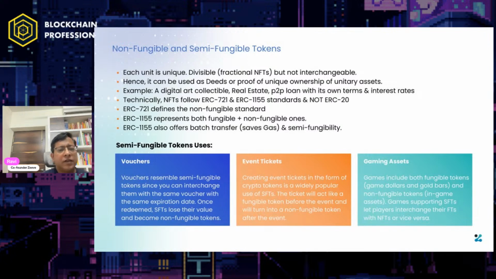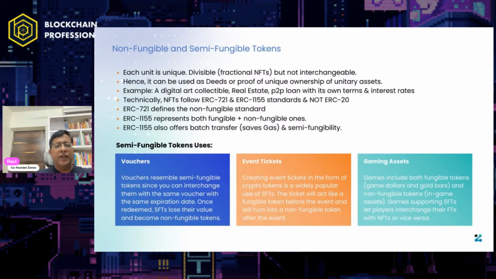And then there is a concept of semi-fungible tokens. Semi-fungible tokens are basically tokens which are fungible to start with, but as their face value or the face price expires, after that they become non-fungible. Some of the classic examples being vouchers. Each voucher which has the same expiry is fungible with each other. But once the expiration date has passed, each voucher becomes a non-fungible token.